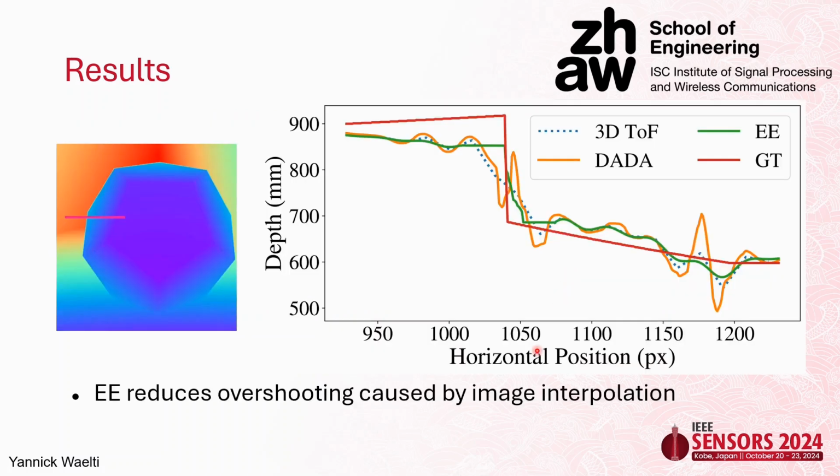Another thing you can see here when we look at another row of pixels is that the overshooting that appears, or also the pixels that were captured that were not correct in the 3D TOF image, don't appear in ours after we apply our algorithm. But in the competition, there are these zigzag lines in some places, especially around the edges.